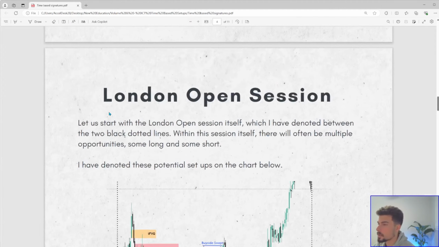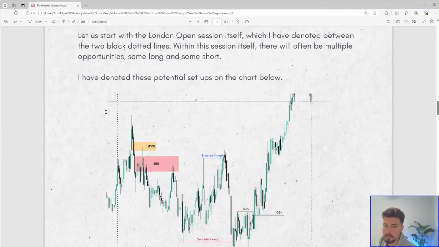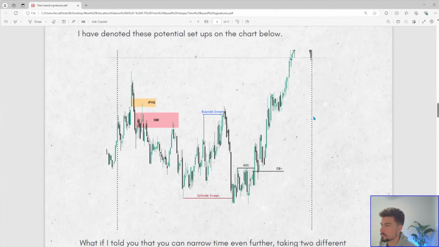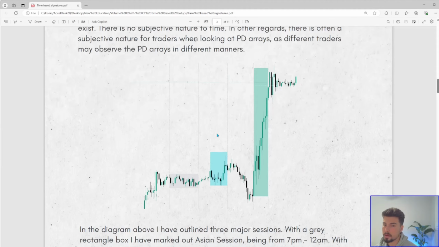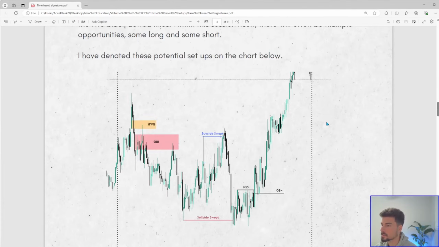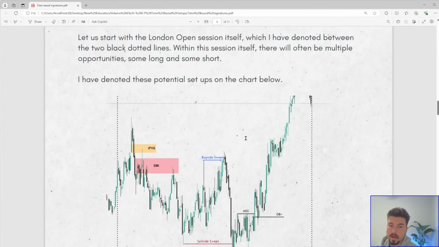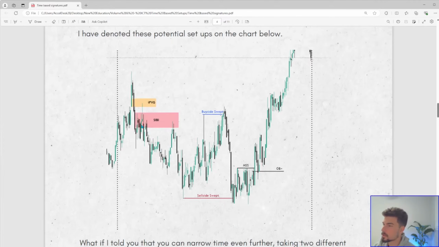So firstly, just talking about the London Open session itself, I've denoted the London Open session between these two lines here. So if you go back in this previous example, you can see that in blue. I've now denoted that here between these two black lines. We've taken a zoomed in picture of this session, and this is on the 1 minute time frame. So within this session itself, there's often going to be multiple opportunities, right? Some are going to be long, some are going to be short. And I've started to mark out different opportunities to go long and short.